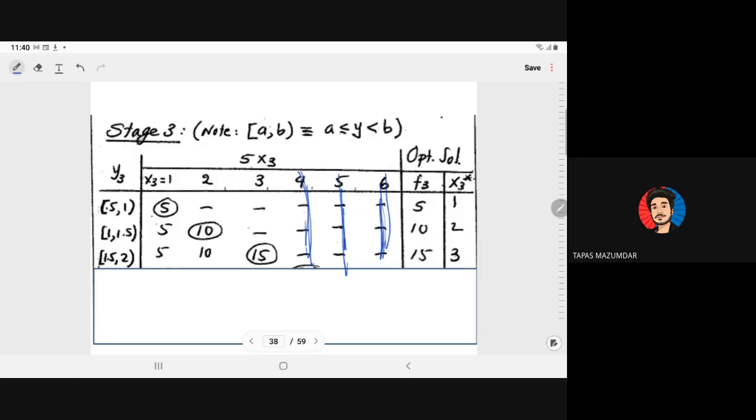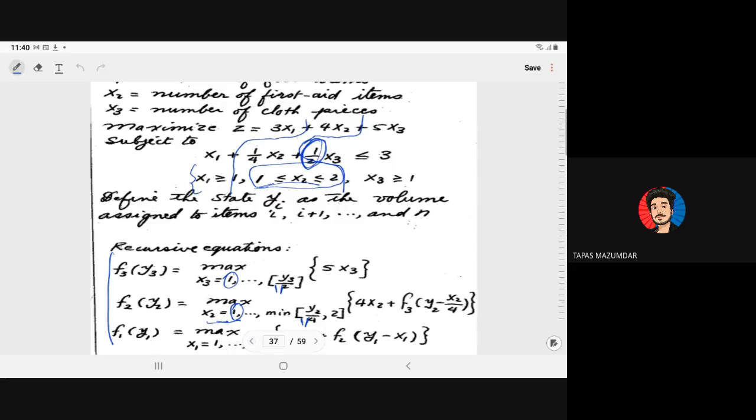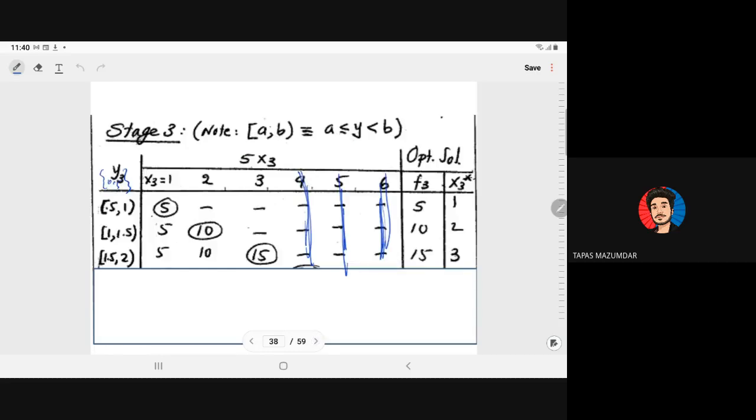Now, here we require a space of 0.5 for satisfying the minimum criteria for stage 2 and stage 3. How much space do you require minimum for stage 1 and stage 2? It is 1 and 1 by 4, which means 1.25. So when you require a minimum of 1.25 for stage 1 and stage 2, for stage 3 the maximum you can have is 1.75. That's why I'm writing 1.75 here.